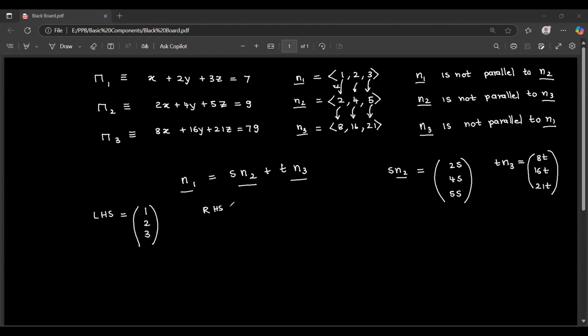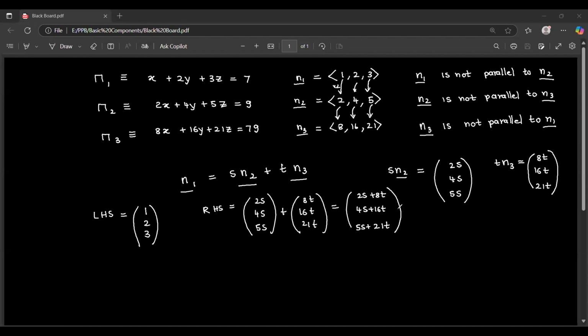RHS is equal to 2s, 4s, 5s plus 8t, 16t, 21t. So that is equal to 2s plus 8t, 4s plus 16t, 5s plus 21t. The thing is, these two equations are same. Why? Well, let's come up with the equations. No worries. So now we will write the equations.